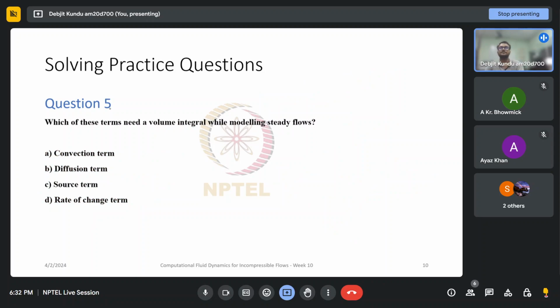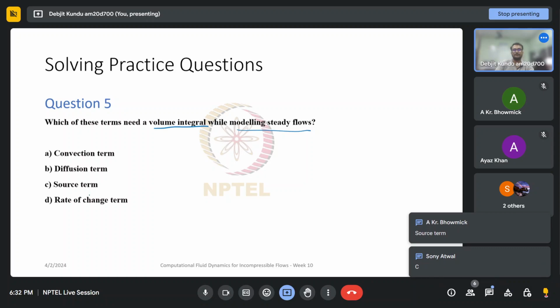This is asking us, which of these terms need a volume integral while modeling steady flows? Any questions? So which of these need a volume integral? Is it option A, the convection term, option B, the diffusion term, option C, the source term, or is it option D, the rate of change term? Okay, so we got multiple responses in favor of option C, the source term.